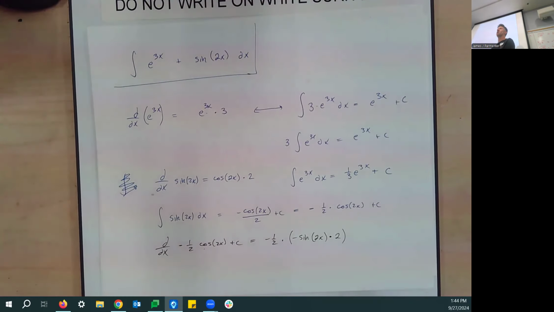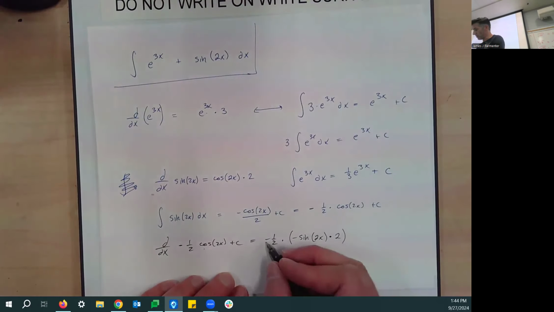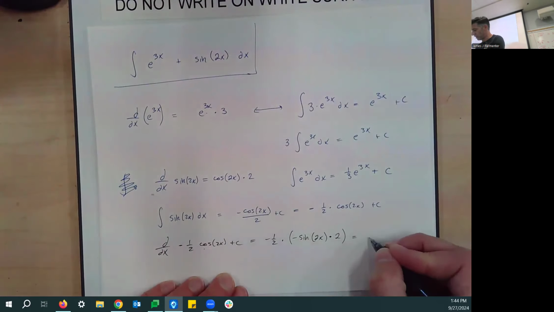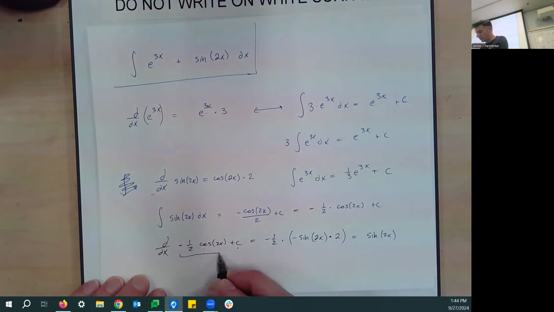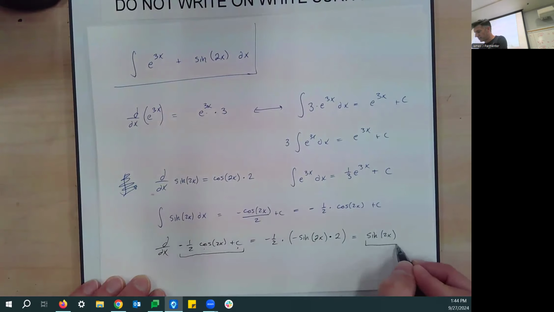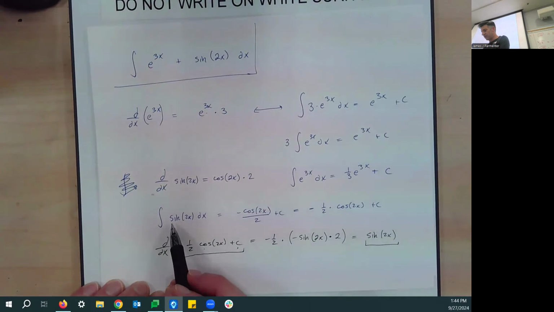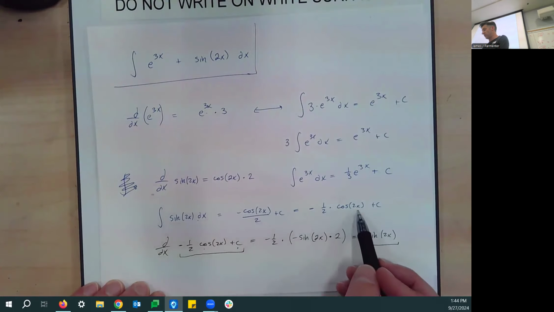And oh, look, the 2's exactly cancel, which is why we needed to divide by the 2 in the first place, so that the eventual multiplication by 2 cancels out. So the negatives cancel, the 1/2 and the 2 cancel, and you get exactly sine of 2x. Sorry, I should have also said the derivative of c is 0. Okay. So look, the derivative of negative 1/2 cosine of 2x plus c is equal to sine of 2x, which means the antiderivative of sine of 2x must be equal to negative 1/2 cosine of 2x plus c.